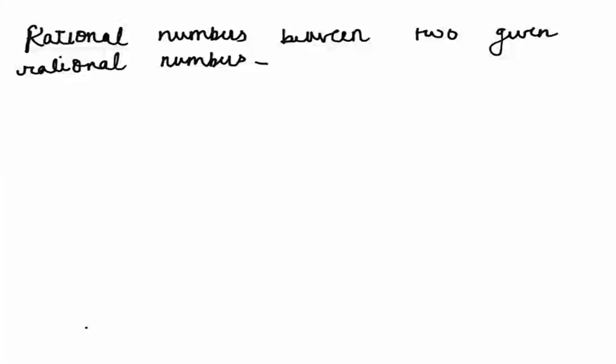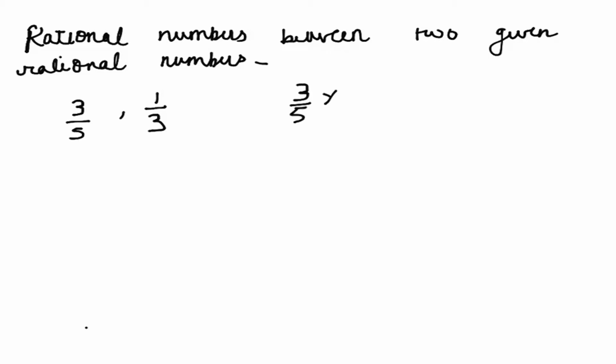So we will start with finding the rational numbers between two given rational numbers. Suppose we are given 3 by 5 and 1 by 3, and we have to find the rational numbers between these two. To find them, we should have the same denominator. We know the common multiple of 5 and 3 is 15, so we make the denominator 15.